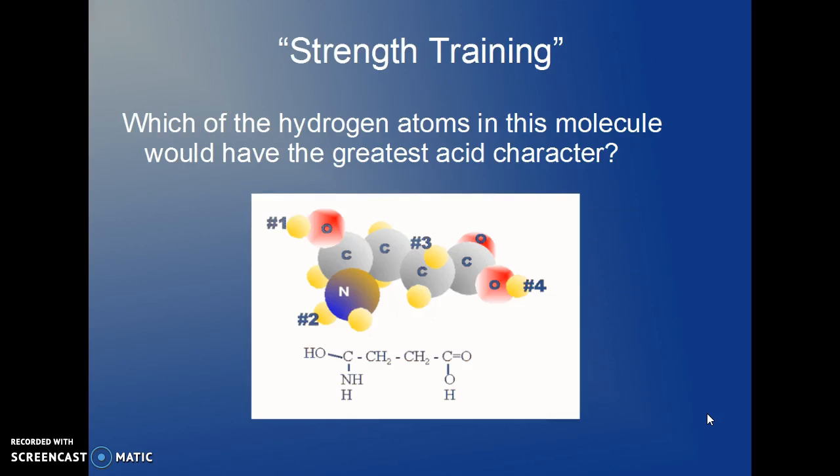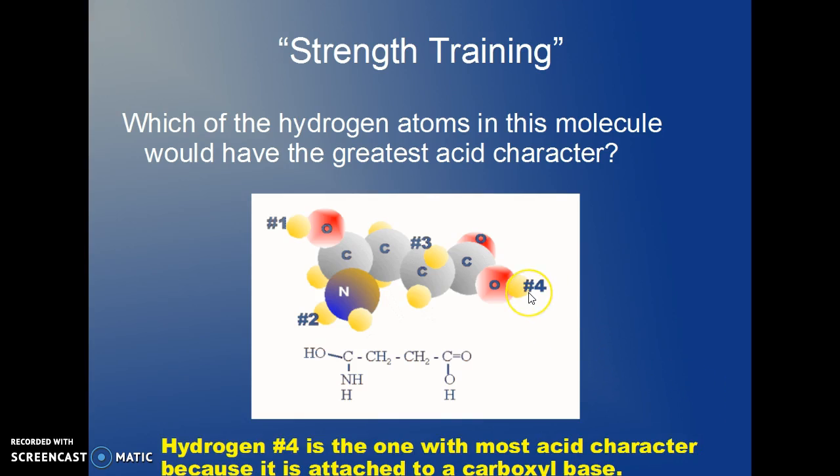So, looking at this, and from what you've seen in this video, answer, which of the hydrogen atoms in this molecule would have the greatest acid character, would be the one easiest to get off? Number 1 over here on this OH, number 2 on this NH2, number 3 on this more alkyl hydrogen, and number 4 on this carboxyl. Turn the video off and then come back and check.